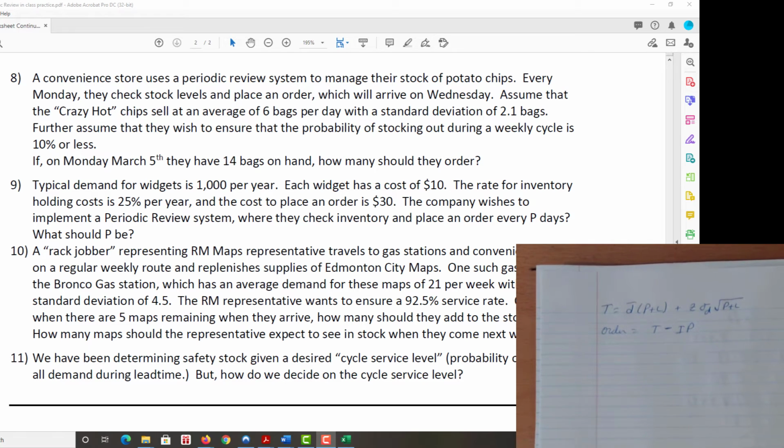Okay, so question number 8. A store uses a periodic review system to manage their stock of potato chips. Every Monday they check stock levels and place an order which will arrive on Wednesday.